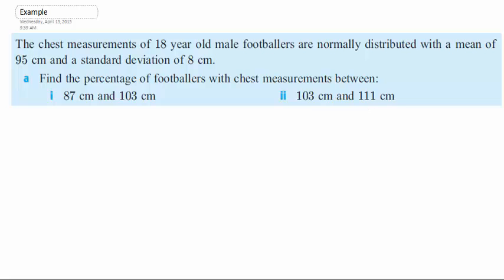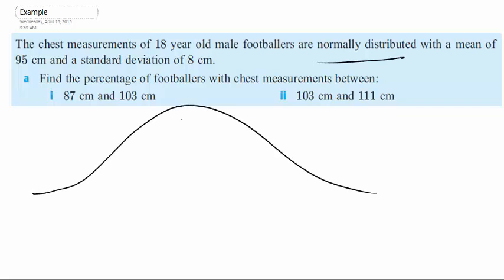Okay, so I'm going to draw a picture. I'm going to draw a bell curve. It says it's normally distributed. That means the mean will be right in the middle. That's 95. 1 standard deviation away, that is 8 centimeters away, that's going to be 103, and 87.